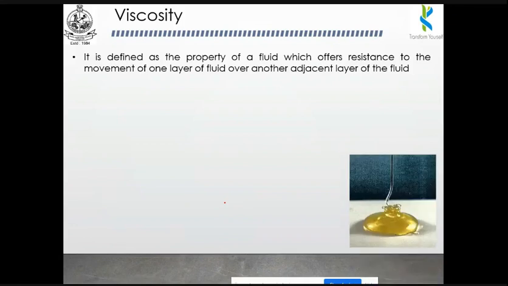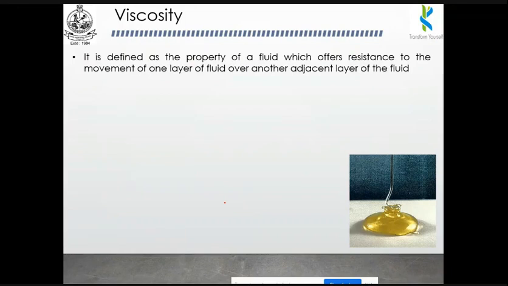Okay, so the best example for a high viscous fluid is honey. If you take honey, you can see the layers of the honey. If you are pouring honey onto a flat surface, you can see the layers of the honey. So what is our definition of viscosity? Resistance to the movement of one layer of fluid over another layer.